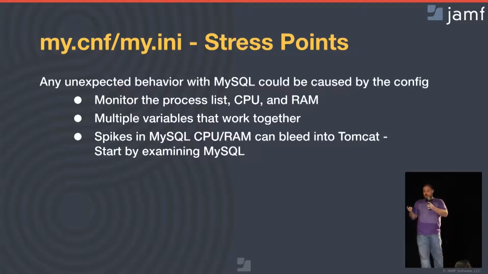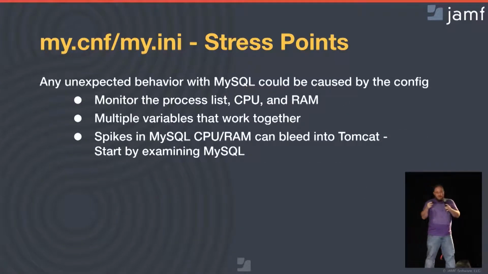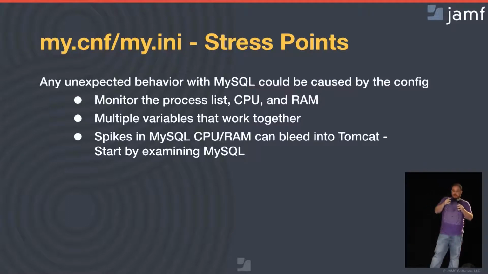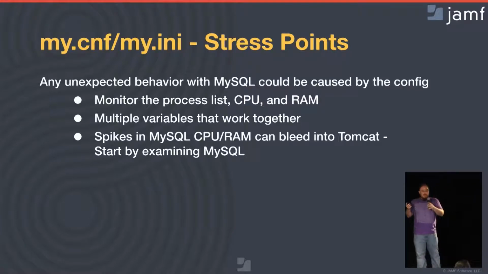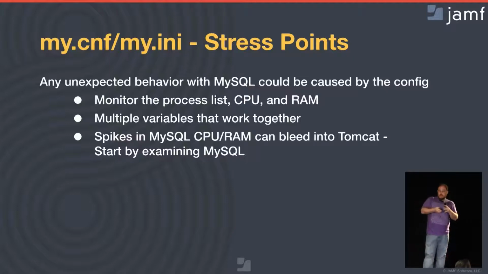Stress points for MySQL. As Doug already mentioned, we monitor the process list output. I've got a couple of screenshots coming up in case anybody hasn't seen that. We look for the process list, CPU, and RAM for the MySQL service. Do we see any one of these spiking abnormally, CPU or RAM, or do we see the time on our queries running long in the process list?